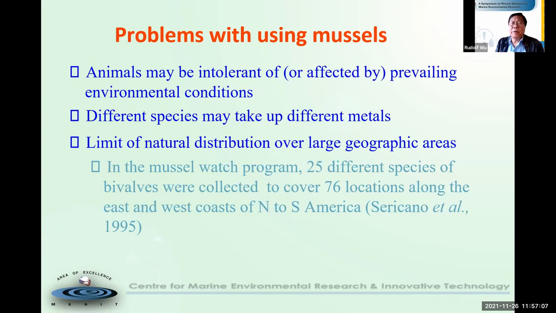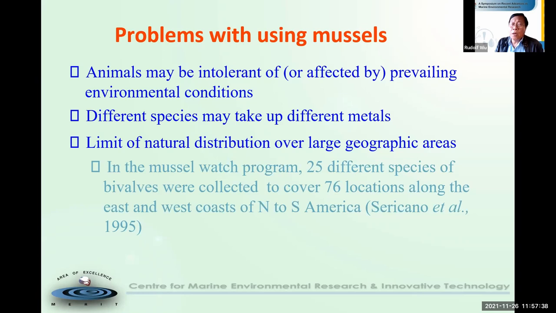Just like in Hong Kong, you put the mussel in Victoria Harbor, a polluted site, the mussel will die, okay? You put the animal in this sort of estuarine water, and again, they may affect the uptake. So again, different species may take up metals by different methods. And the limit of natural distribution over a large geographical area like in the US creates a big problem.